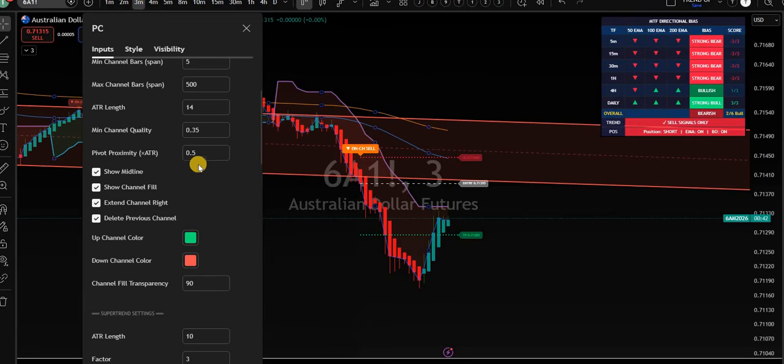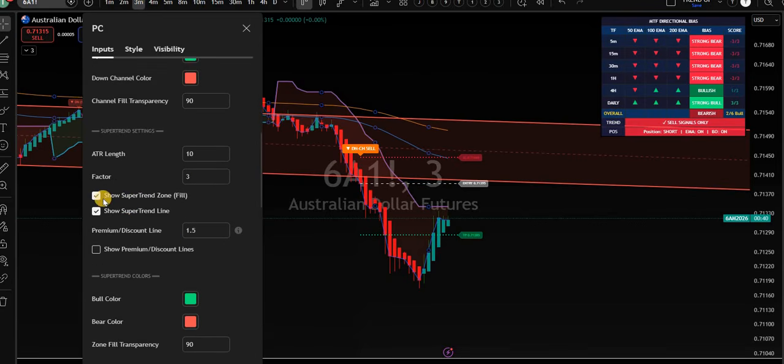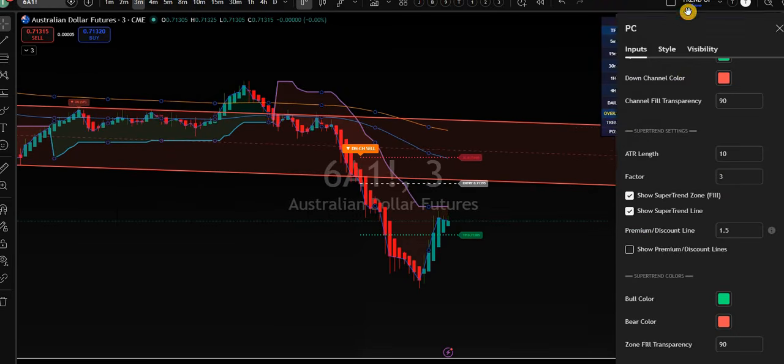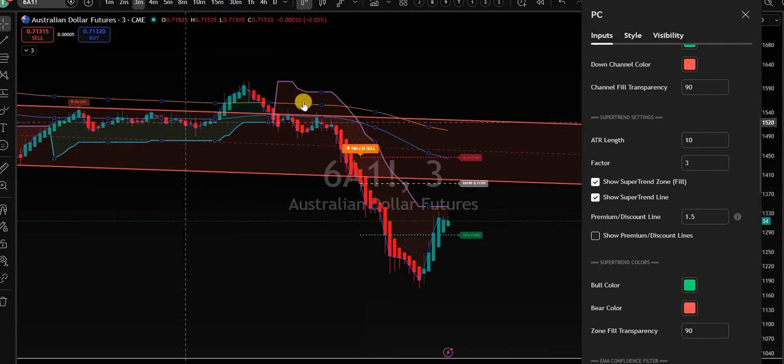So here's some extra features, guys. If you want to use these, you got your super trends and show the trend. So that's what this is right here. Let me move it over here. So that's the super trend. So you can see it went from bullish, turned over, flipped over to bearish. And so that was another confirmation.